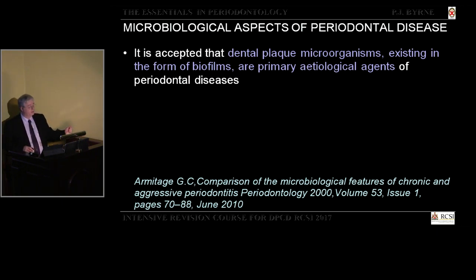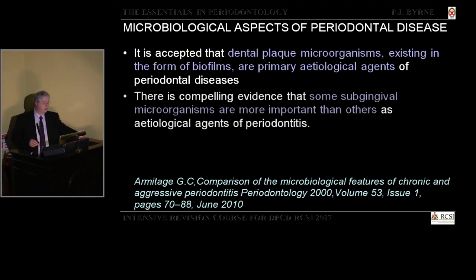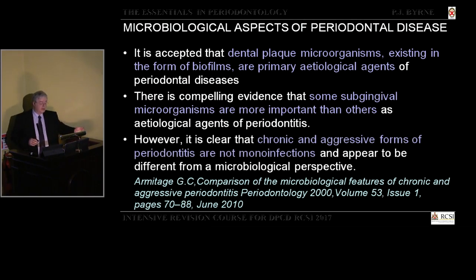But we accept that dental plaque microorganisms existing in the form of biofilms are the primary etiological agents. And there's compelling evidence that some subgingival microorganisms are more important than others. However, it's clear that chronic and aggressive forms of periodontitis are not monoinfections and appear to be different from a microbiological perspective.